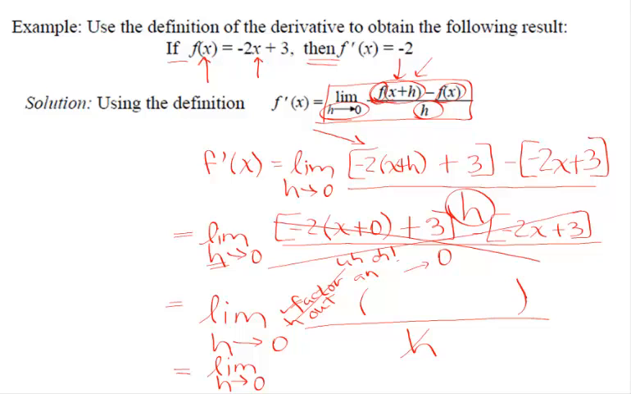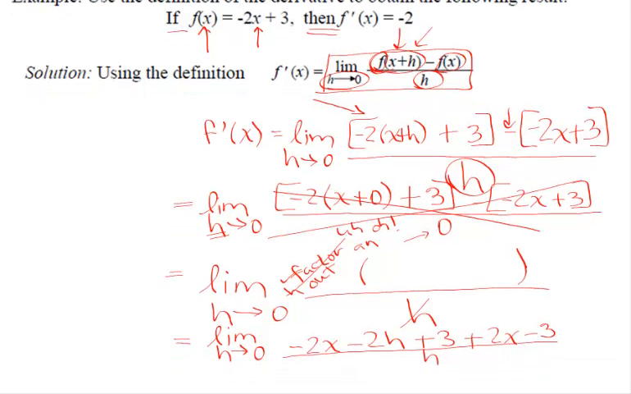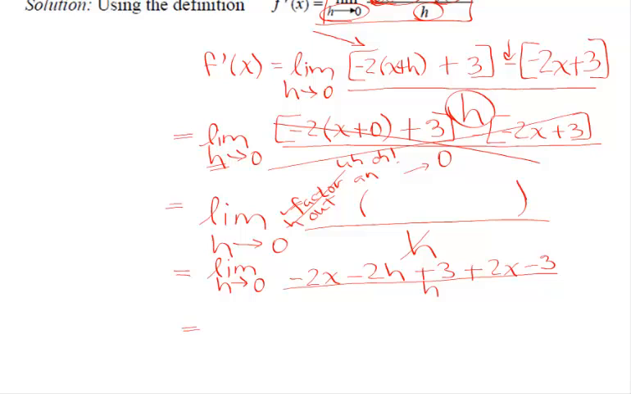So the first thing I'm going to do is distribute that negative 2. So my numerator is negative 2x minus 2h plus 3. Now I'm going to distribute this negative through those brackets. I get a plus 2x and a minus 3. All of this is still over h. Let's give ourselves some more room here. So let's clean this up. I have a minus 2x and a plus 2x. That's helpful. I have a plus 3 and a minus 3. That's super helpful. This algebraically cleans up to negative 2h over h. That's fantastic because the result is negative 2.